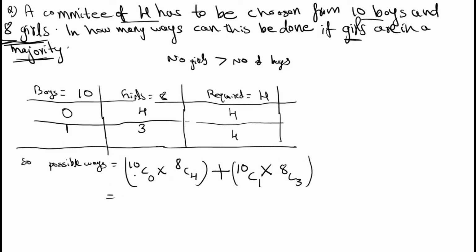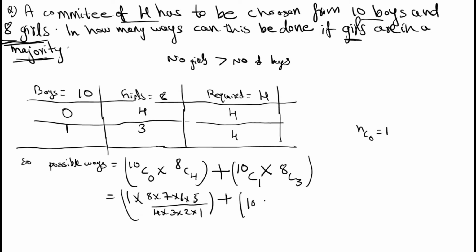Now simplify this one. 10c0, nc0 value is equal to 1, right? 1 into 8c4, that means 8 into 7 into 6 into 5 divided by 4 into 3 into 2 into 1. It's one possibility. Plus, second option is 10c1, value is 10, into 8c3, 8 into 7 into 6 divided by 3 into 2 into 1.